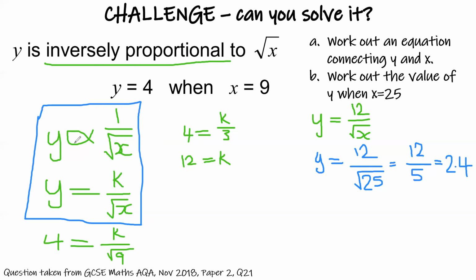The most important bits are your proportion, your inverse proportional meaning 1 over, and then remembering that proportion means that it's k times whatever it's proportional to. So then you can use that to work out what your value of k is, and then you can use that to work out the equation and then to solve it for any values of x or y.